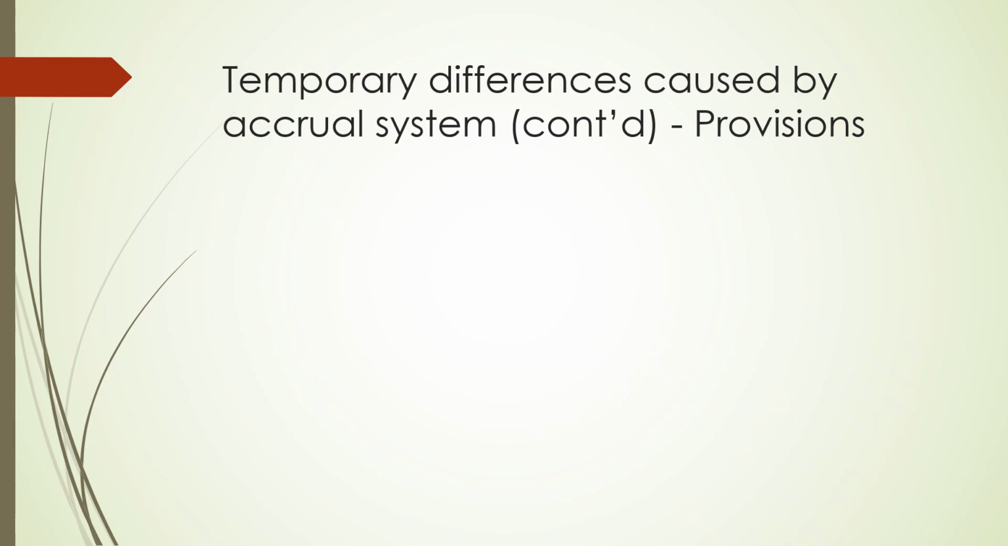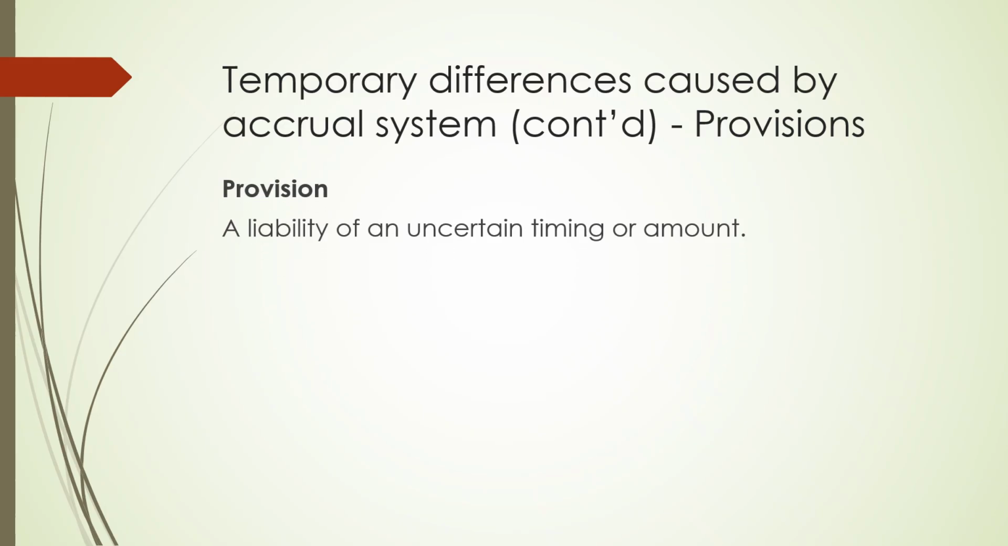Next type of temporary difference is a temporary difference that is caused by provisions. Provisions are dealt with in IAS 37. So what is a provision? A provision is a liability of an uncertain timing or amount. It is uncertain as to when you're going to pay it and also the amount which you are going to pay.